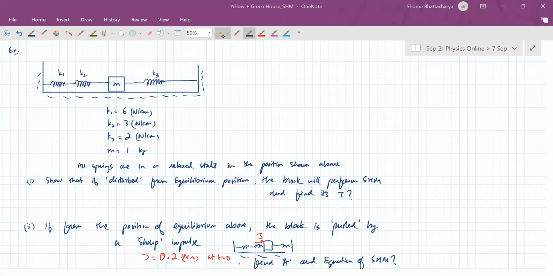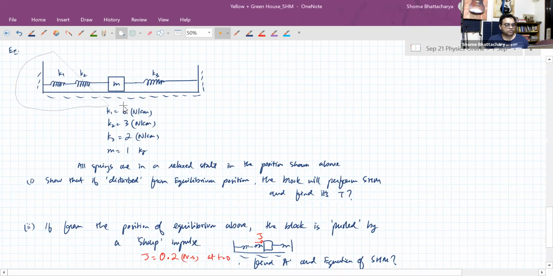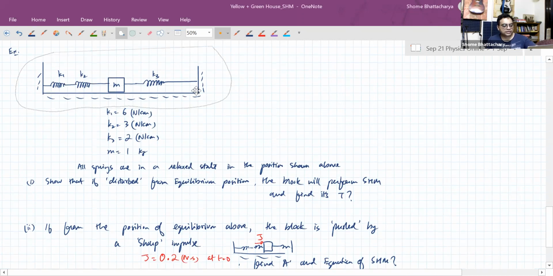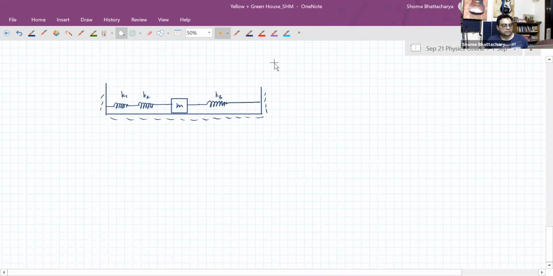Yes, Yash, I will just verify your answer. So what we'll see here is that in this system, we can reduce the combination of springs into a single equivalent spring by doing this. This is a series combination. So we can replace it with a single spring of this kind of constant. So when we do that, we get 2 newtons per centimeter.